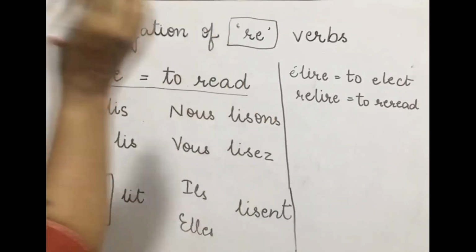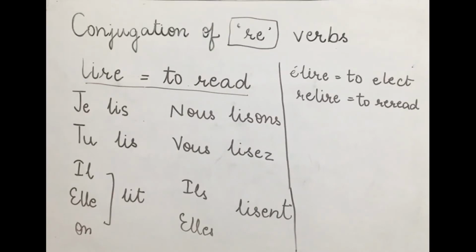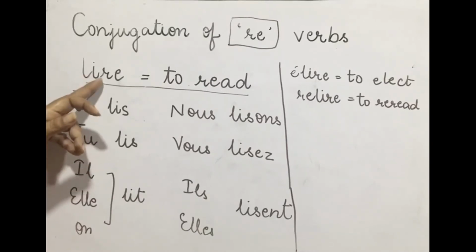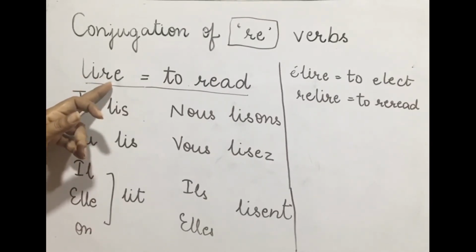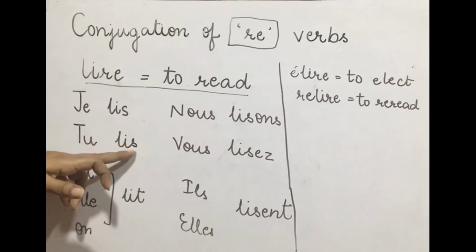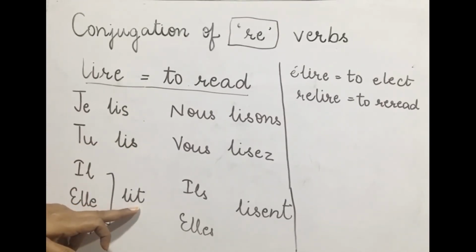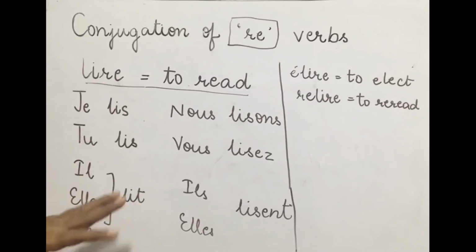a language. Okay, so here I am taking one irregular RE verb, and that is lire. That means to read. Okay, which is again important part of learning a language, to read. So here you will see that little bit of similarity with the regular RE verb. I have removed RE from here and just added an S. But with il, elle, on, we add a T here. Whereas in vendre, we did not add anything.